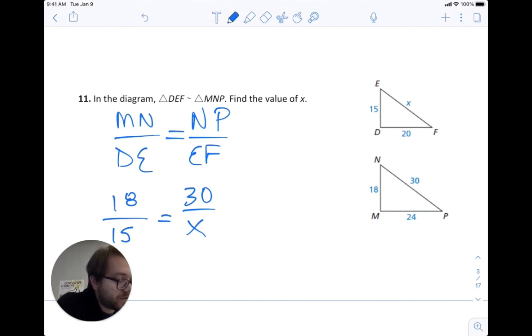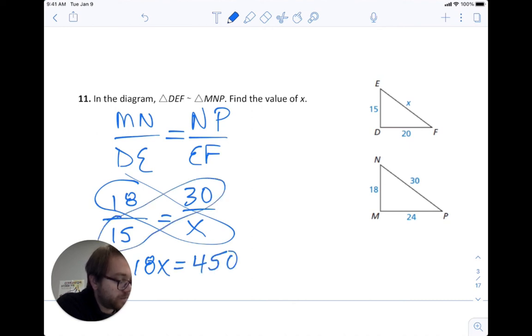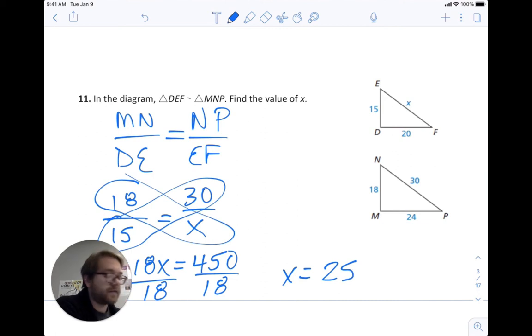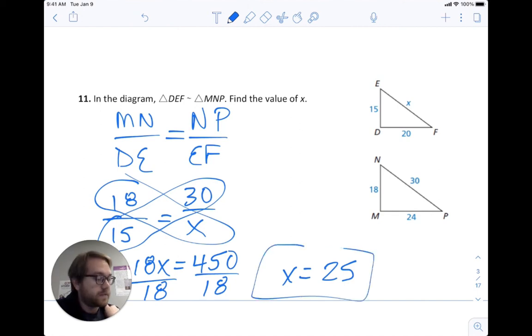And then I'm going to solve. So solve the proportion. 18 times X is 18X. 15 times 30 is 450. Divide by 18. X is equal to 25. And that'd be your answer. So that's the length of EF over here, 25. So that's how we can use the fact that these are similar figures to find that unknown side length.